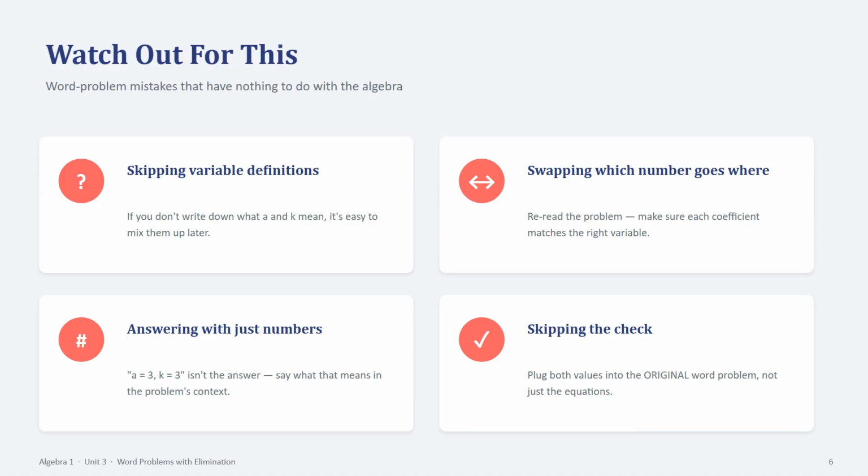Watch out for word problem mistakes that have nothing to do with algebra. Skipping variable definitions. If you don't write down what A and K mean, it's easy to mix them up later. Answering with just numbers. A equals 3 and K equals 3 is not the answer. Say what that means in the problem's context. Mixing up which number goes where. Reread the problem. Make sure each coefficient matches the right variable. Skipping the check. Plug both values into the original word problem, not just the equations.